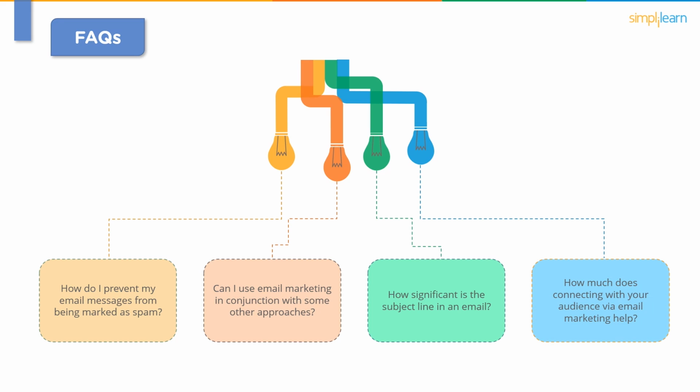Can I use email marketing in conjunction with some other approaches? Of course you can. Email marketing is just another digital marketing instrument or digital marketing channel that you have available, and they work perfectly in combination with pay-per-click, with social media and any other digital marketing tool that you have.